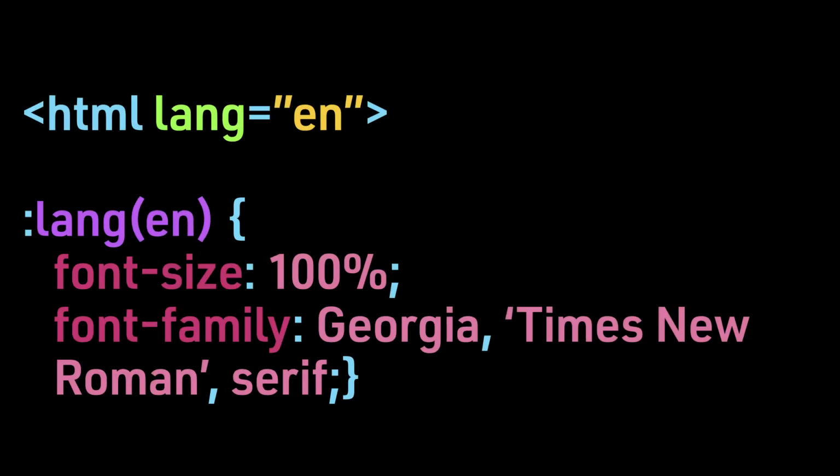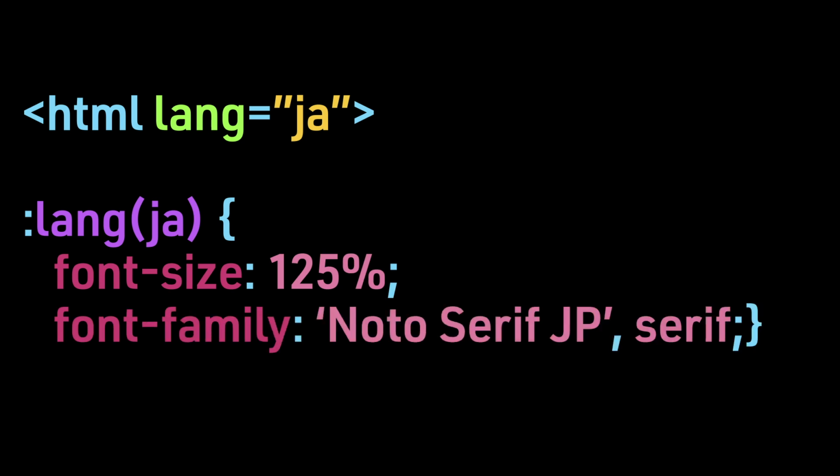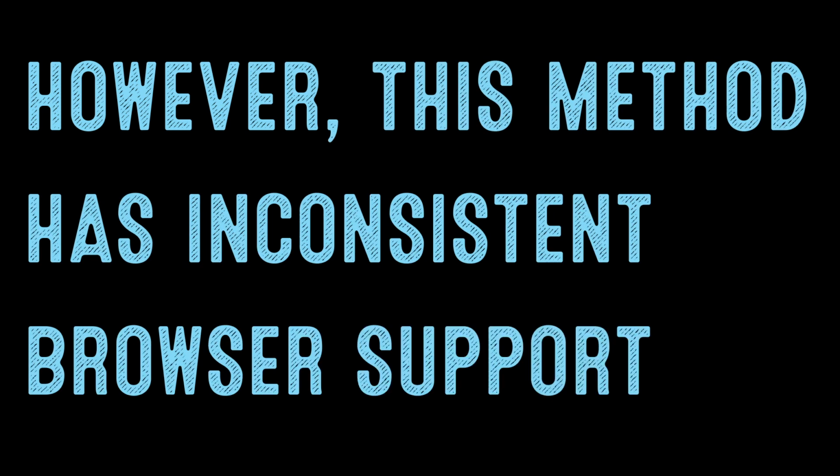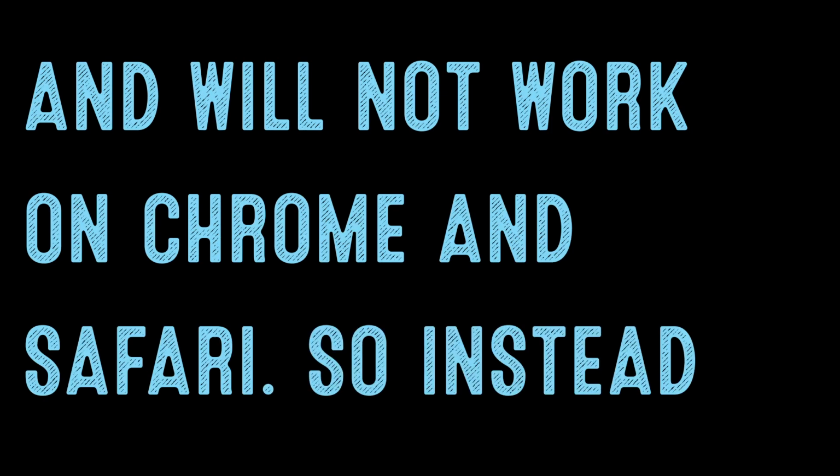HTML:lang(en) in parentheses, font-size 100%, font-family Georgia, Times New Roman, serif. HTML:lang(ja) in parentheses, font-size 125%, font-family Noto Serif JP, serif. However, this method has inconsistent browser support and will not work on Chrome and Safari.